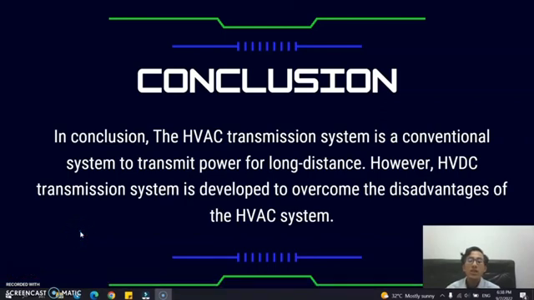In conclusion, HVAC gives a lot of benefit to us, but HVAC and HVDC both have their uniqueness and specialty in the transmission system. The HVAC transmission system is a conventional system to transmit power over long distances. However, the HVDC transmission system was developed to overcome this disadvantage of the HVAC system.